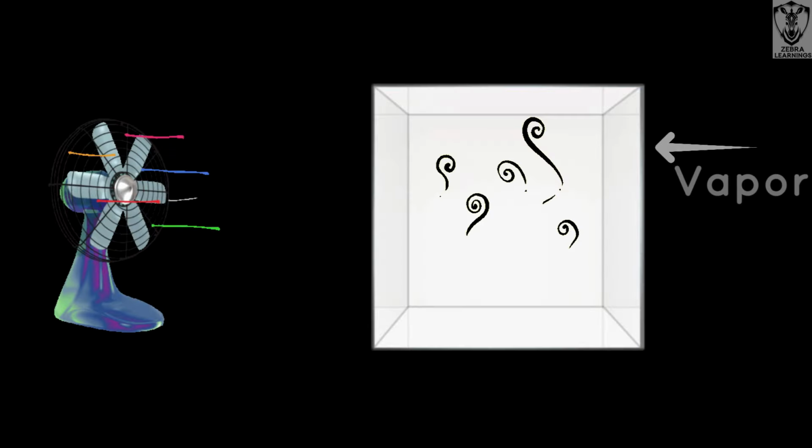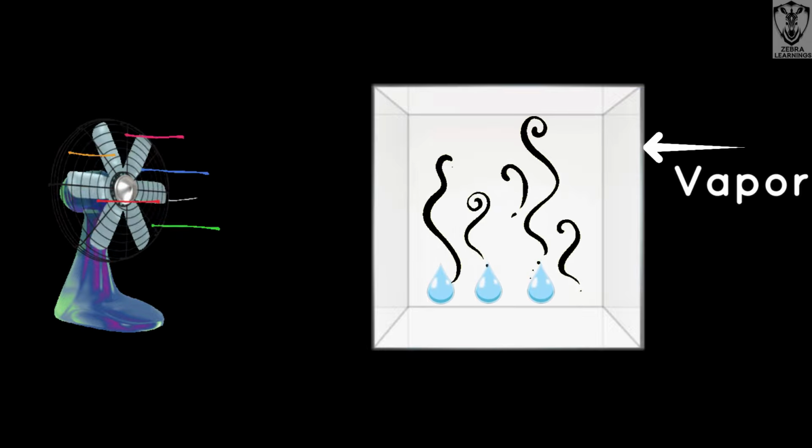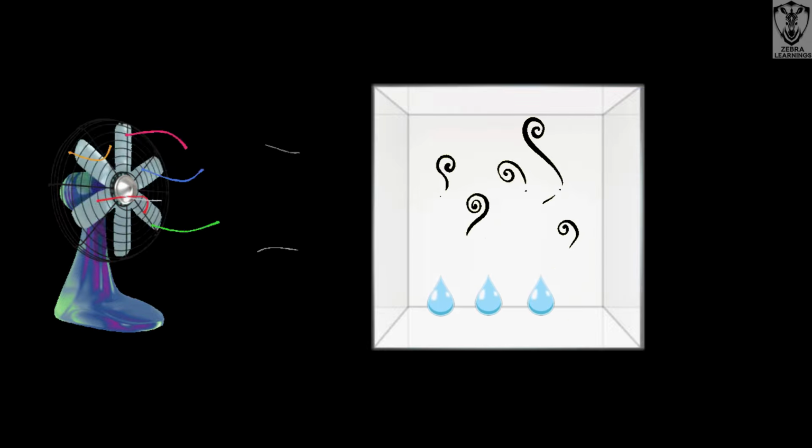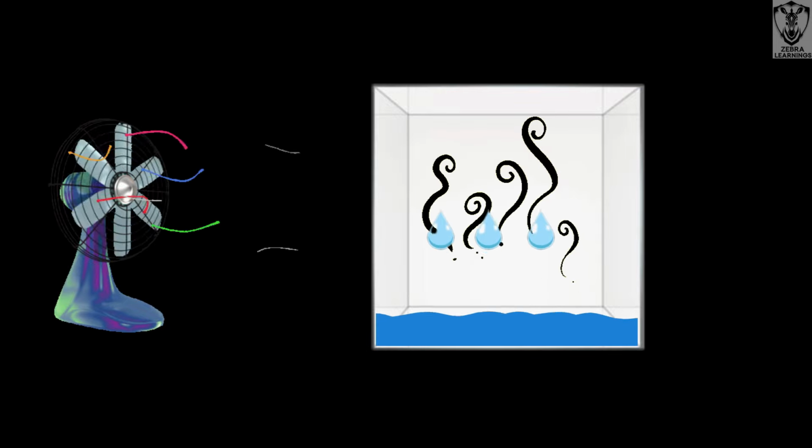Now, let's see about subcooling. Subcooling is the opposite process of superheat. That is, subcooling occurs in the condensation process, as superheat occurs in the evaporation process. When hot water vapor is cooled, it changes from vapor state to liquid state. Subcooling means cooling the vapor below the temperature at which the vapor begins to liquefy.